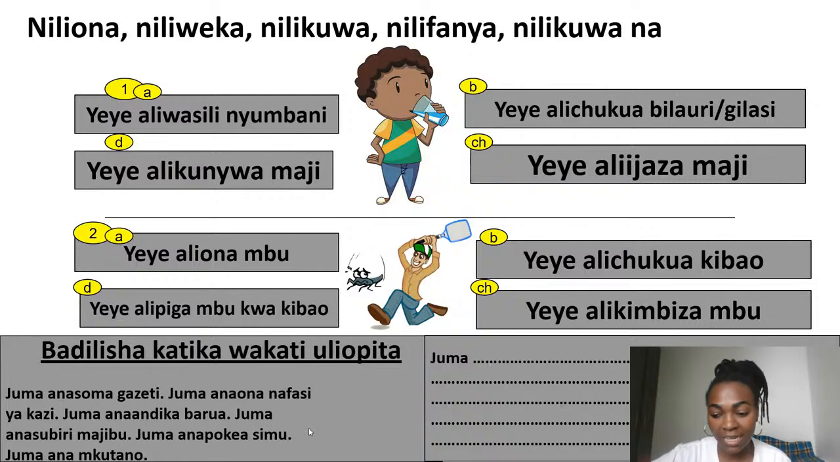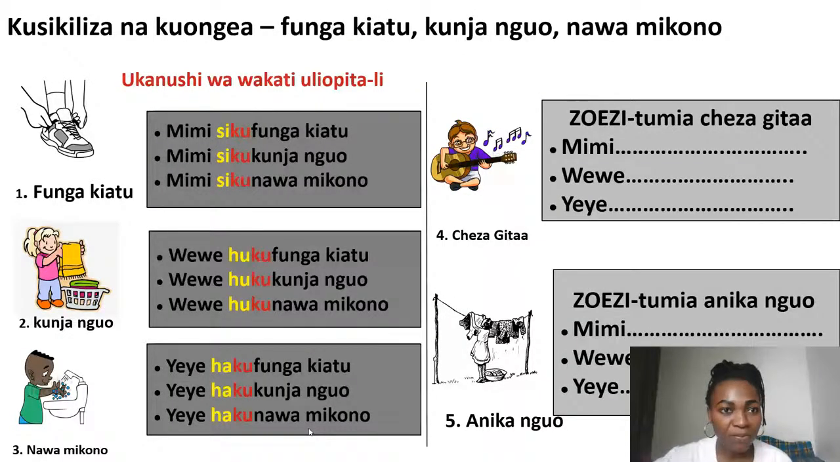Now, as we continue to the next slide, I hope you're with me. Kusikiliza na kuongea. Funga kiatu, kunja nguo, nawa mikono. These are verbs, three verbs. Now, ukanushi wa wakati uliopita li. How can you negate this wakati uliopita? We're going to look at the first person, second person, third person, and the plural, and we're going to negate them. Funga kiatu is tie your shoes.